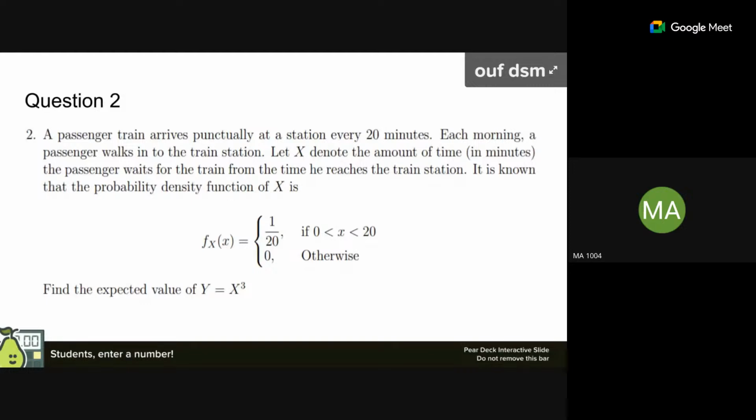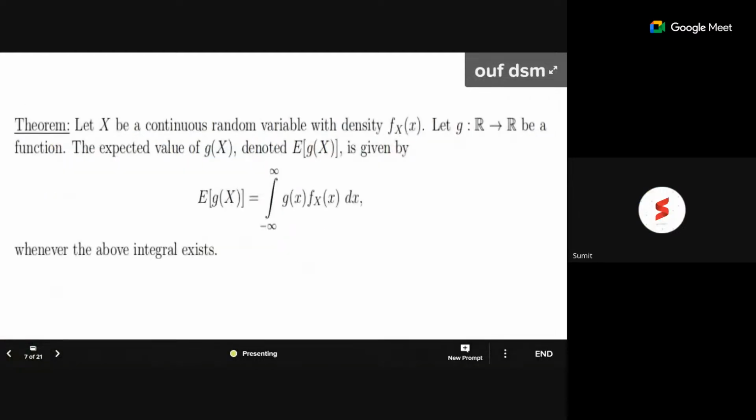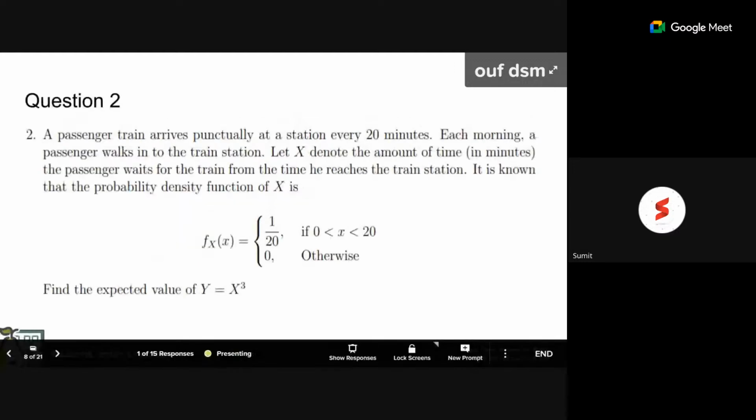Okay. Is it understood? Ma'am, can you show the previous slide? Yeah, just a minute. Thank you, ma'am. So, do you guys understand the question? Yes, ma'am. Okay, fine.